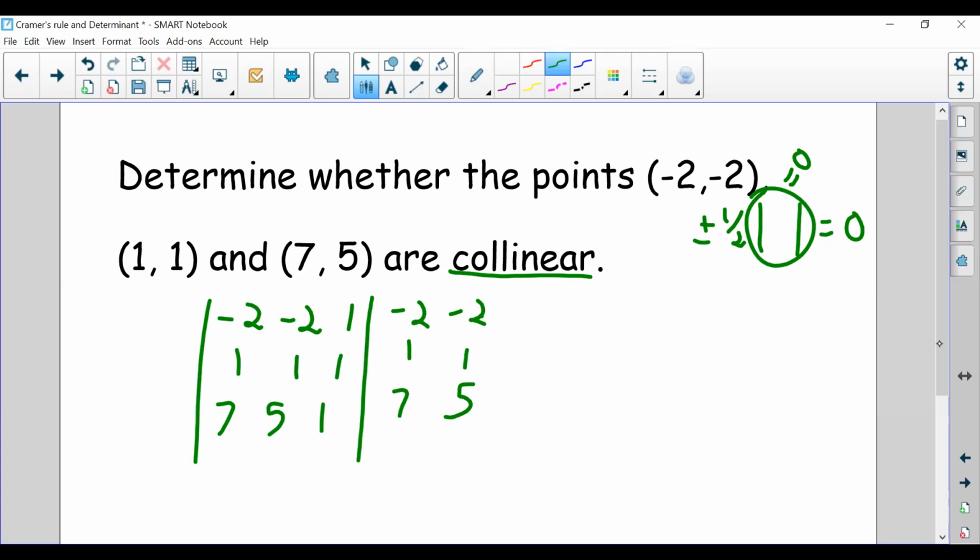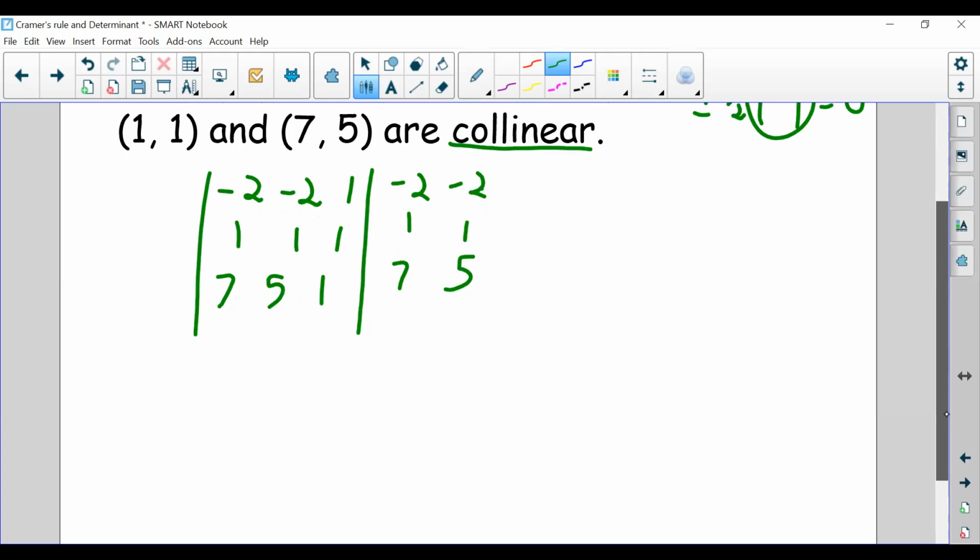I don't want you to get too addicted to your calculator. Let's do slightly different colors.